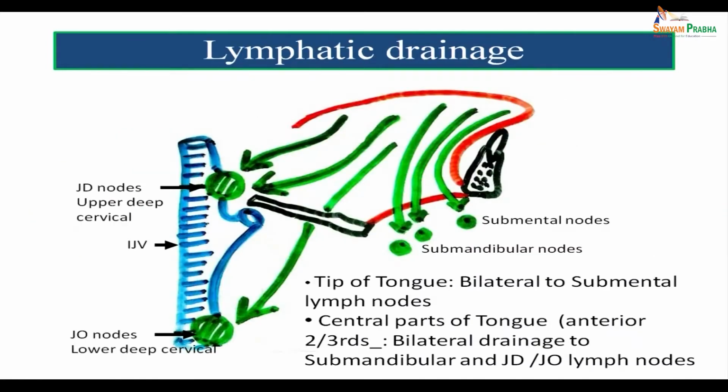Now we come to a very important part, which is the lymphatic drainage of the tongue. This is very, very important because carcinoma of the tongue usually spreads by way of lymph nodes. So you must remember, first let's have a look at the various lymph nodes which are present here.